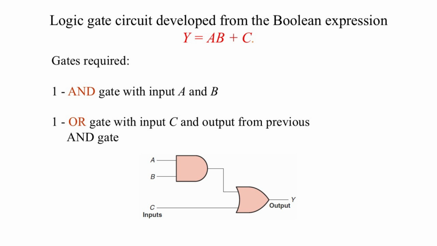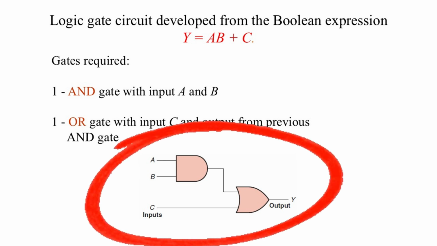The second part of the equation says plus C. In Boolean algebra, the plus sign means OR, not addition. That means we now take the output of the AND gate, combine it with input C, and feed both into an OR gate. The result of this OR gate is our final output, Y.